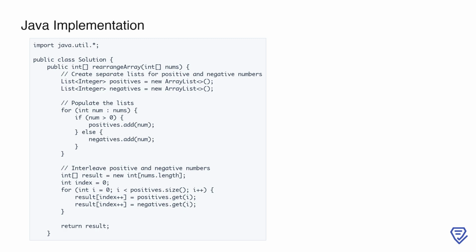Next, we iterate over the nums array using a for-each loop. For each number, we check if it is positive or negative. If positive, we add it to the positives list, otherwise, it goes into the negatives list.